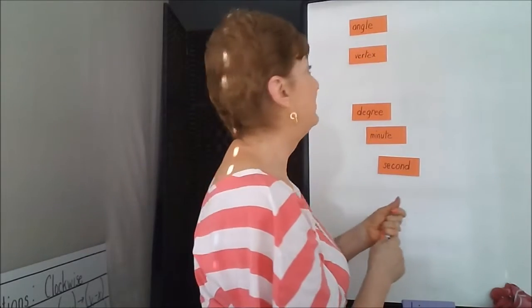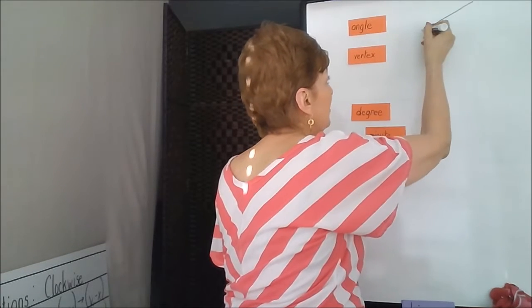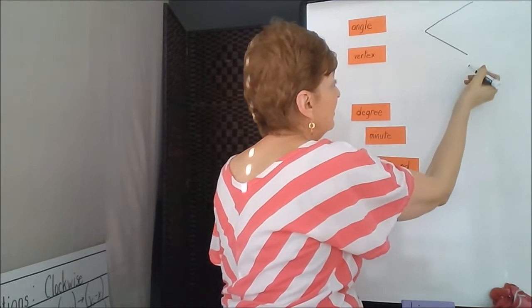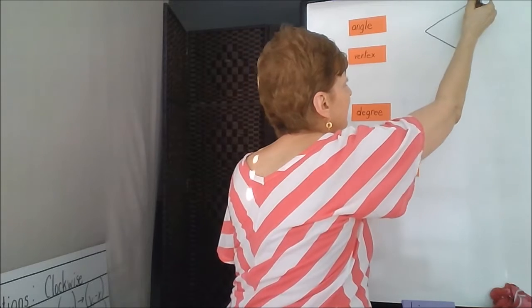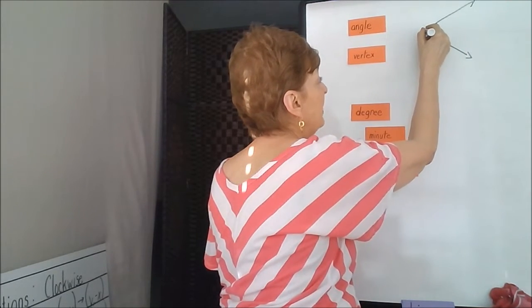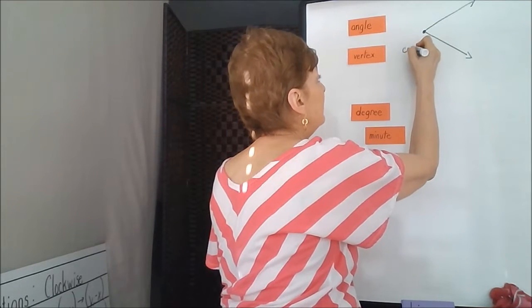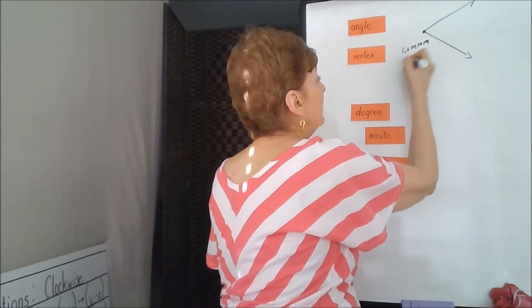Angle. An angle is formed with two rays. We have a ray that joins and meets at a common endpoint. That is a common endpoint.